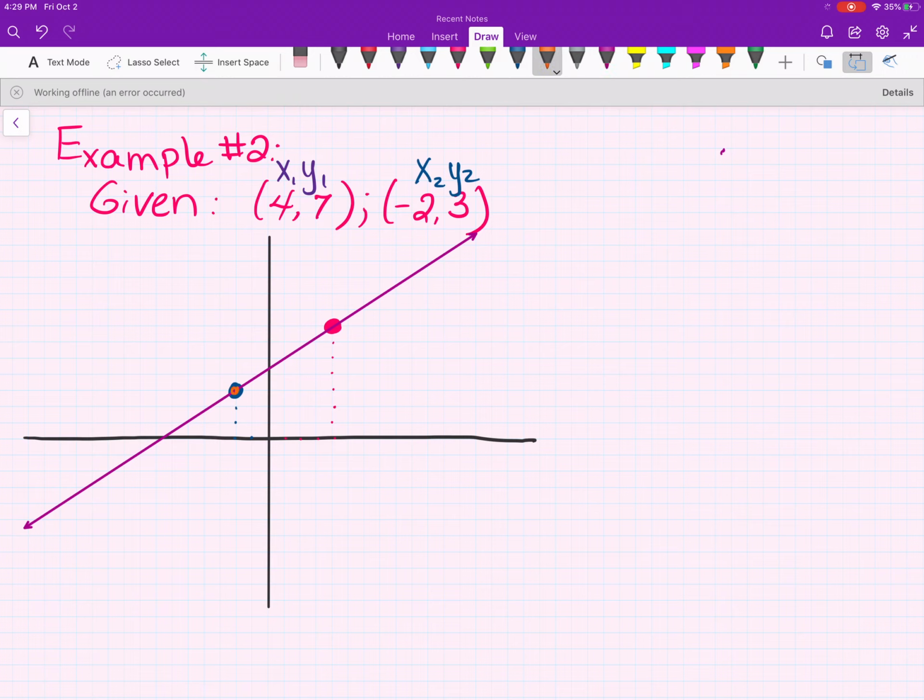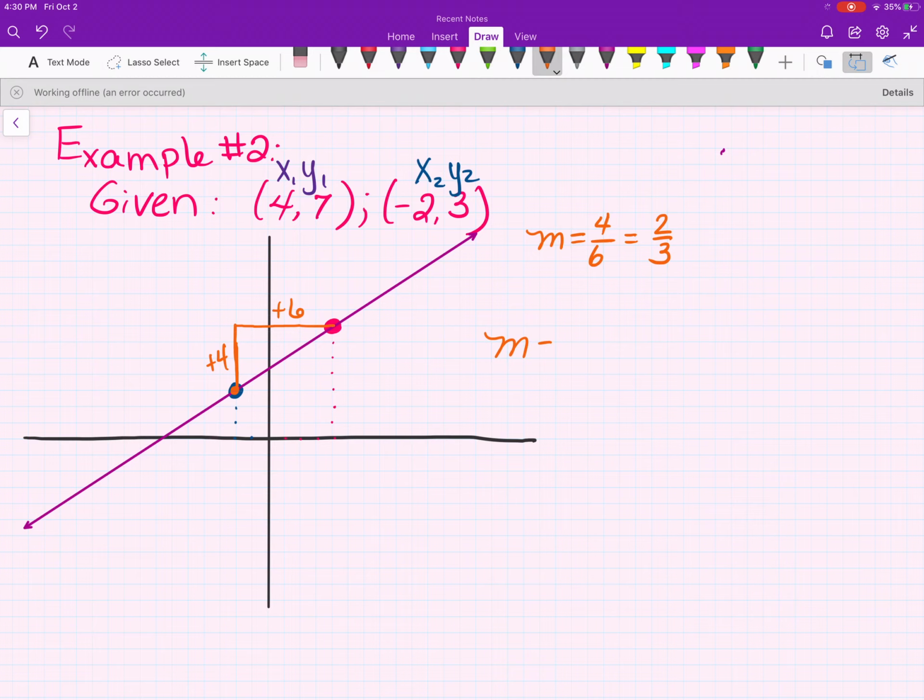Let's start at this point, and we're going to go up 1, 2, 3, 4. Okay, well, I have to go up 4, and then to get to that point, I have to go 1, 2, 3, 4, 5, 6, plus 6. It looks like my slope is 4/6, which is 2/3. Now, that's one way to figure out the slope. Or I could do the algebraic way.